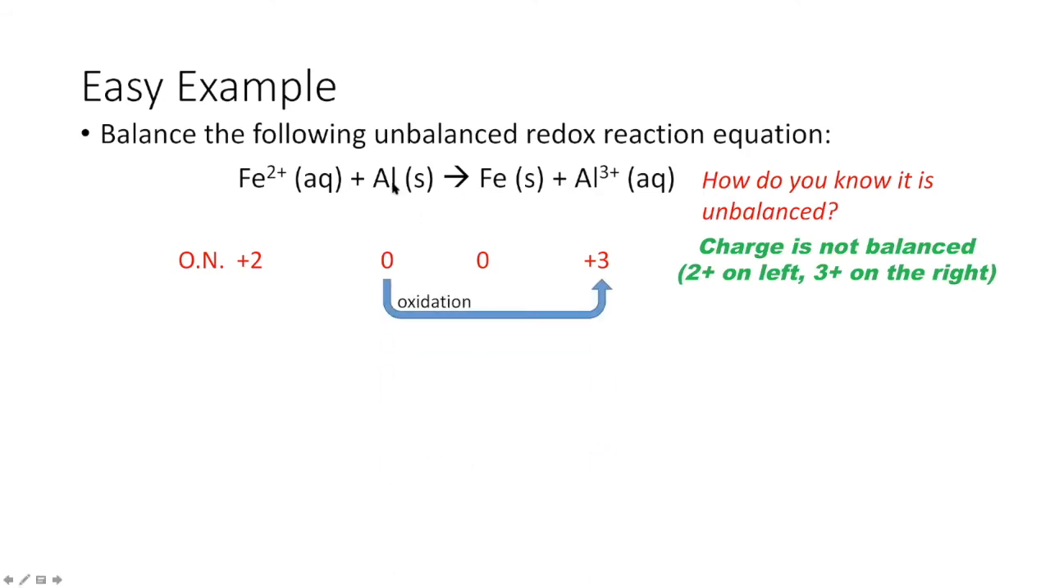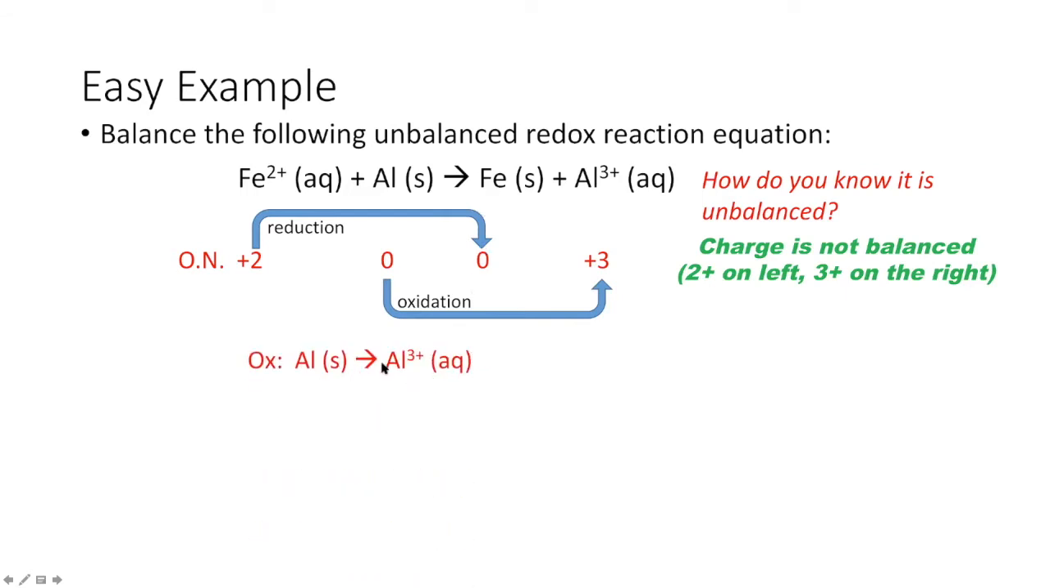The aluminum increased its oxidation number. It went from 0 to +3. So that's the oxidation half reaction right there. Now the iron +2 ions underwent reduction because the oxidation number went down. It went from +2 down to 0. So the iron +2 becoming iron metal is the reduction half reaction.